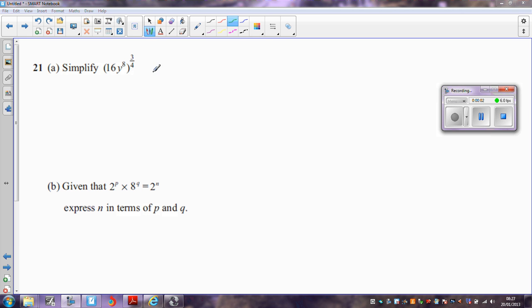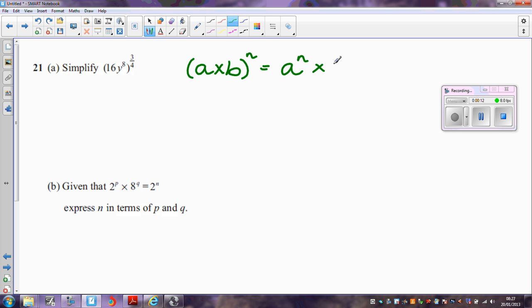The easiest way to think of this first one is to remember that if you've got two numbers or letters which are multiplied together to a particular power, then you can write each of those to that power. Okay, and that's very important to realize. The temptation here is to just use the laws of indices to sort out the y to the 8 to the power 3/4, but forget the 16.